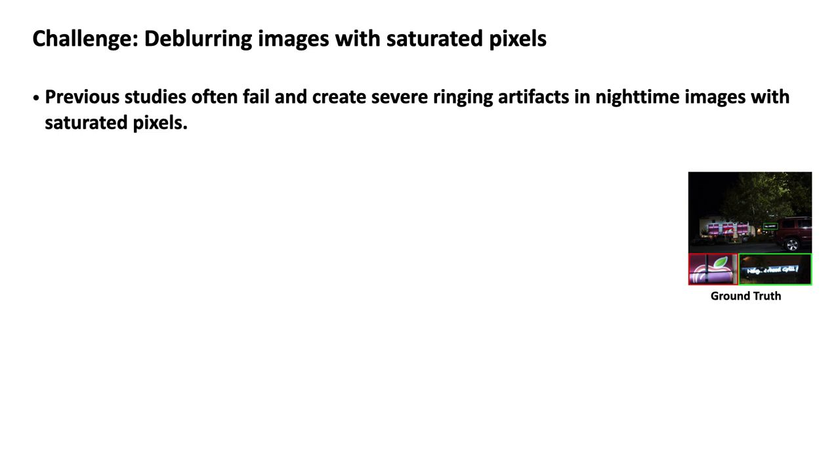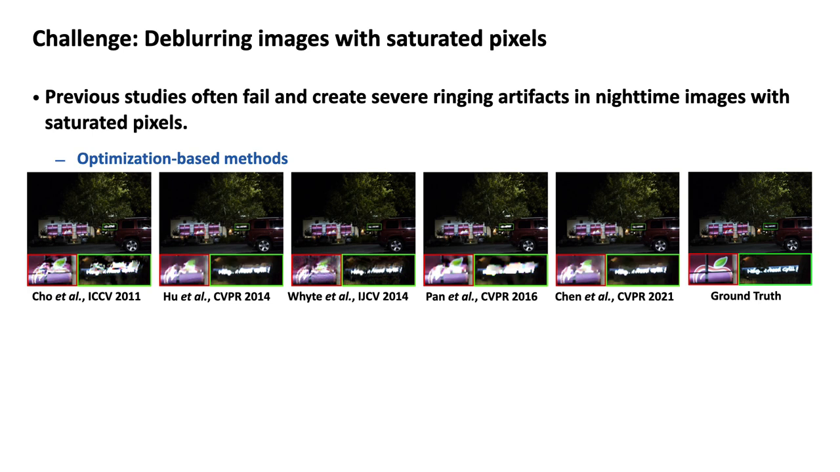Here is the ground truth of the deblur result. We can focus on the apple in the red bounding box for the following comparison. For example, traditional optimization-based methods can restore blurry images with less ring but come with severe blocky artifacts. As shown in the red bounding box, the contour of the leaf is roughly removed.